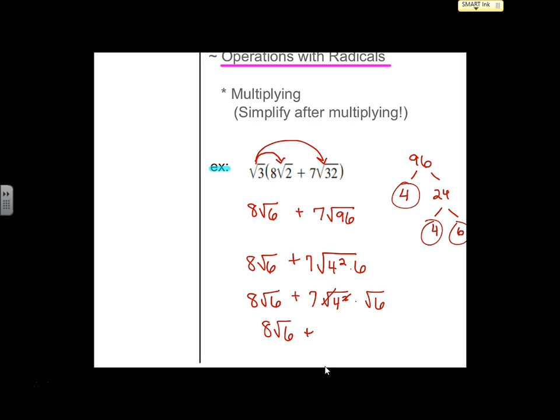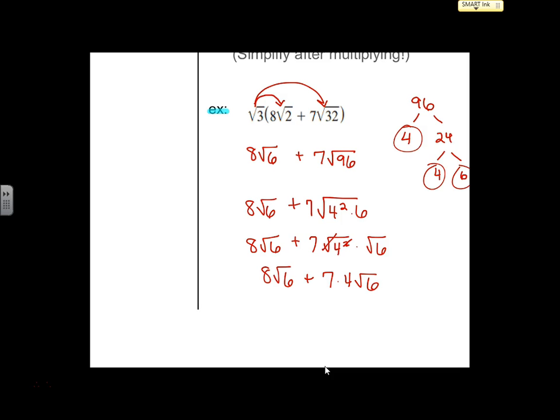Is 4 out of the house now? Yeah. So I have 7 times 4 times root 6, which is just 28 root 6. Oh my goodness, do you guys see how they became like terms? So I have 8 and I have 28. I can combine them now. 8 and 28, I can make it 36. They had like terms, so I was allowed to combine.